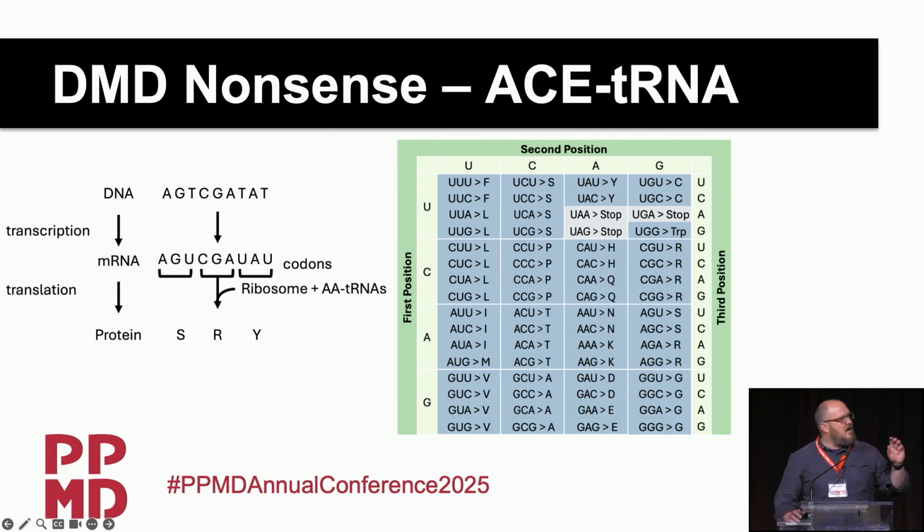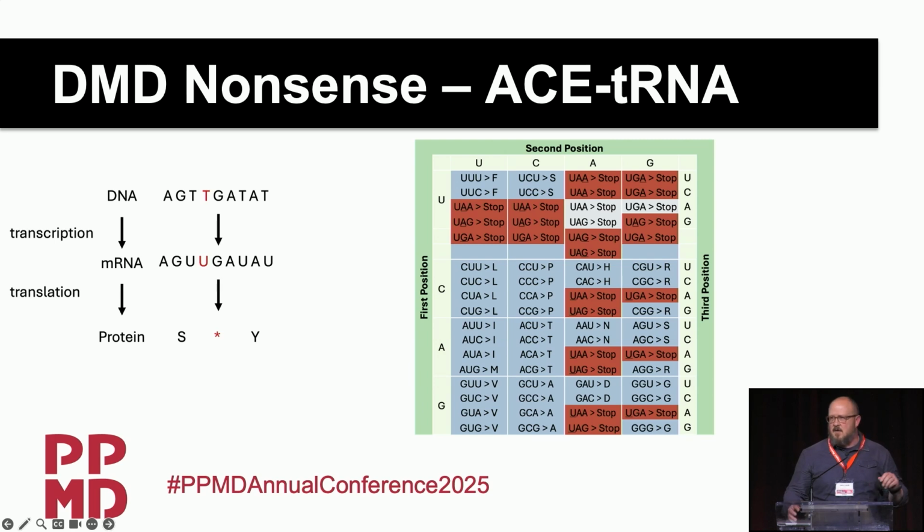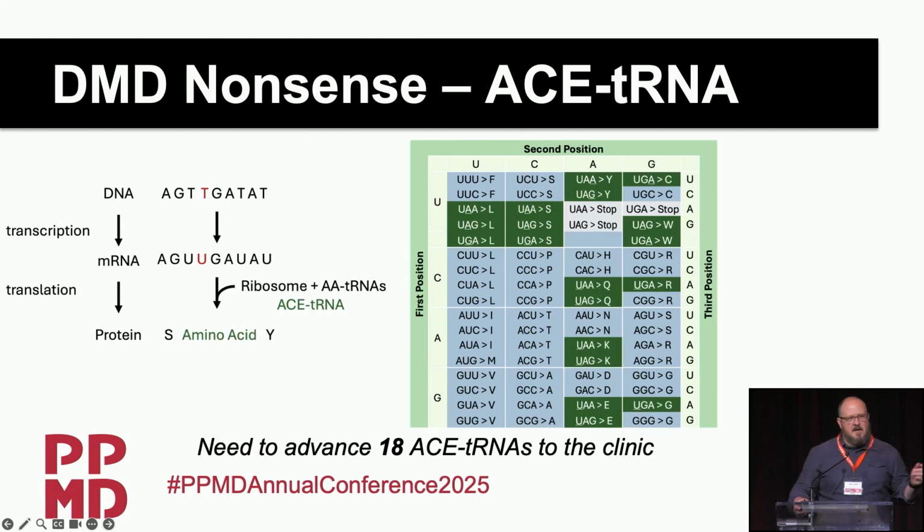And so here I have listed the central dogma of genetics on the left, going from DNA to protein, and on the right I've shown you a table of codons. You have 4 nucleotides, and those are all mixed together in sets of 3 to encode the 20 amino acids. And there are 19 of these codons that are 1 nucleotide away from a stop, and those are all the ones that will result in a disease-causing nonsense mutation. We have the ability to go in and make those all the wild-type protein with our library of ACE tRNAs, but if you think about that, you'd have to advance 18 ACE tRNAs to the clinic. And that would just not be feasible.